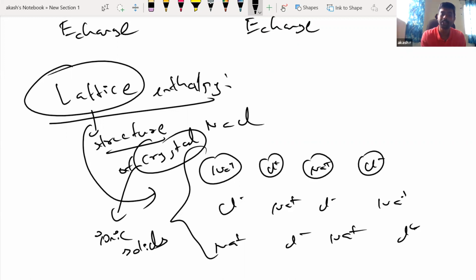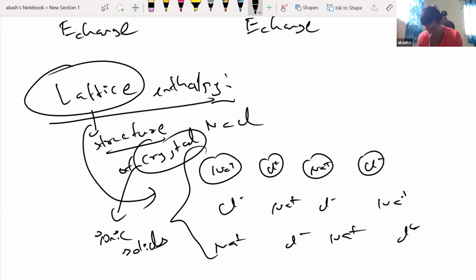Okay, right. Now, how do we define lattice enthalpy? It's very simple. Take down the definition for lattice enthalpy. It is the enthalpy change occurring when a crystal lattice is formed. As simple as that.